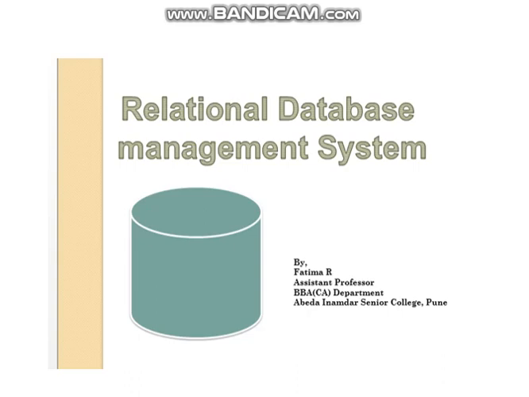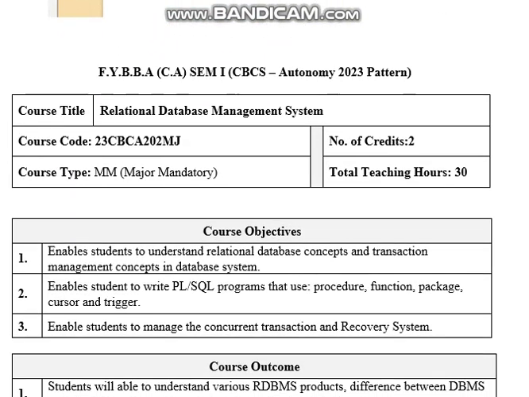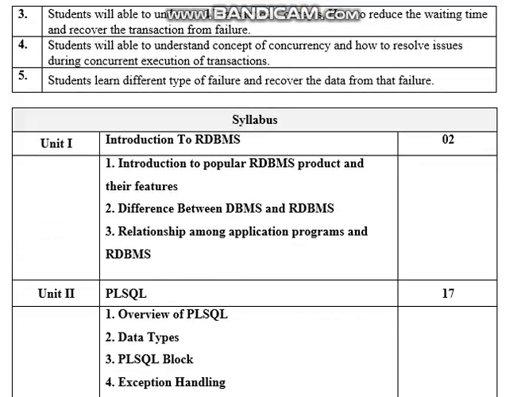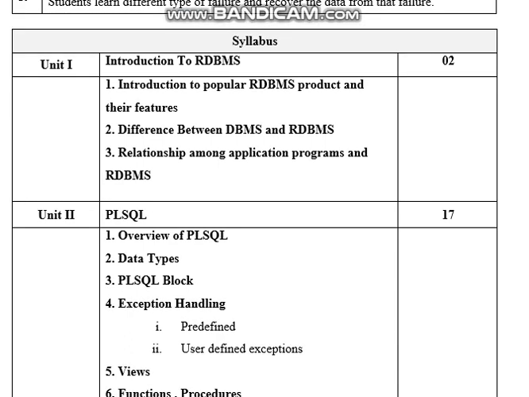We will be starting with a new series of Relational Database Management System. Relational Database Management System is a management system where we try to manage the relational databases. We will cover the following syllabus in a series of lectures. This particular course, which is run under FYBBACA semester 2, will have a total of 5 units.